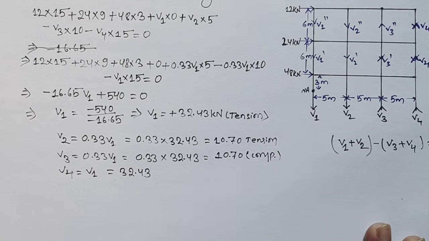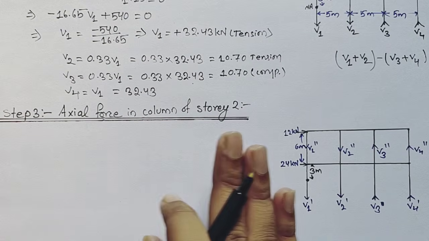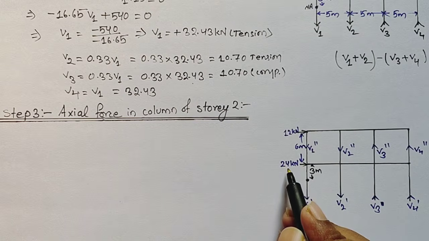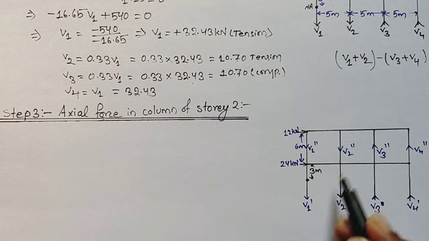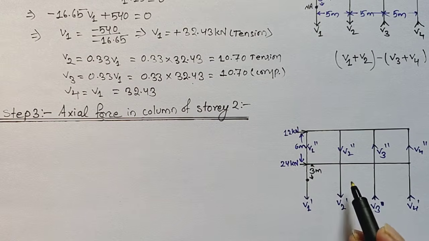Now let us calculate the axial force in the column of story 2, and that will be our step 3. While calculating the axial force in story 2, we need to consider all the forces acting above story 2 and at story 2. So here there are two forces, 24 kilonewton and 12 kilonewton, and these direct axial forces, that is V1, V2, V3 and V4.